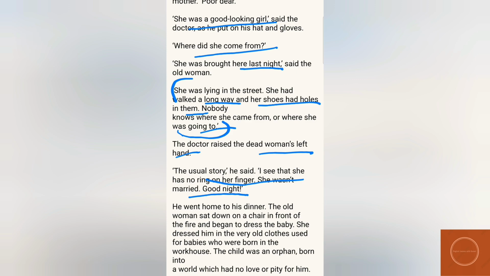So now when the woman had died, the doctor had an expectation that maybe there is a father of the child, so Oliver Twist would not become an orphan. But when he checked the woman's hand, there was no ring, which showed that the woman was not married, which means the child did not have a father. So now Oliver Twist was an orphan only.